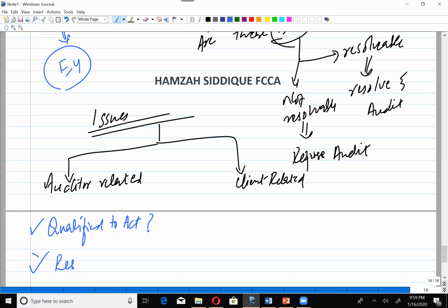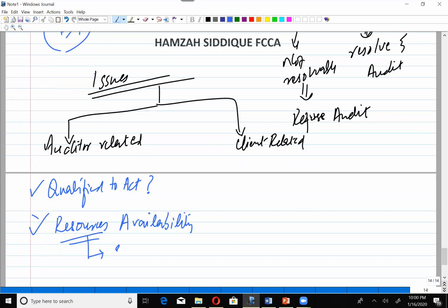Whether resources are available should be checked. Now, what is meant by resources? Resources means staff. How much staff is required and how much is present? It also means skills required, competence and skills. Are they available or not, can they audit the company or not? Resolvable means if staff is short, can they hire more staff? Is it resolvable or not? Yes, this is the meaning of resolvable.